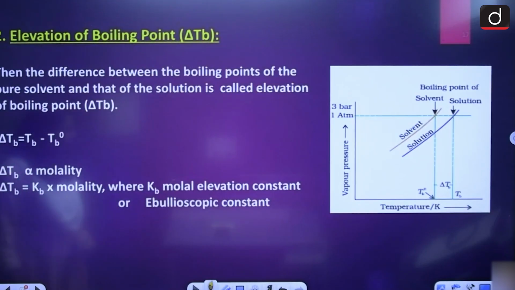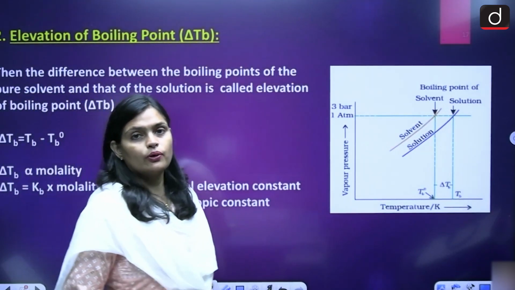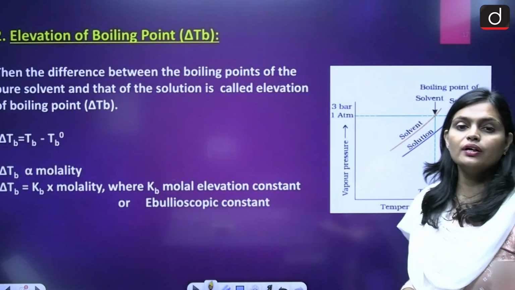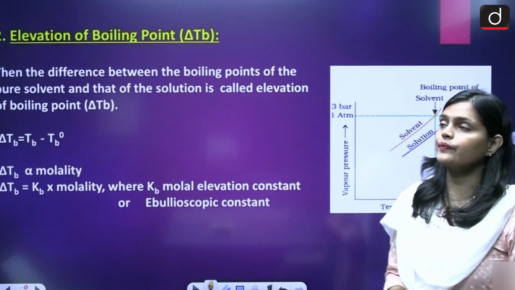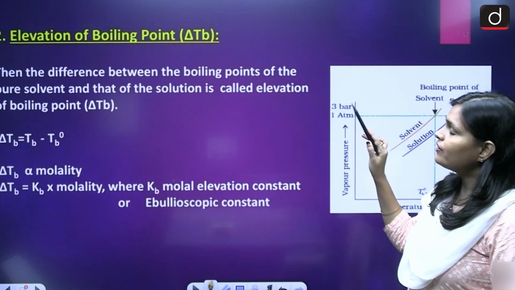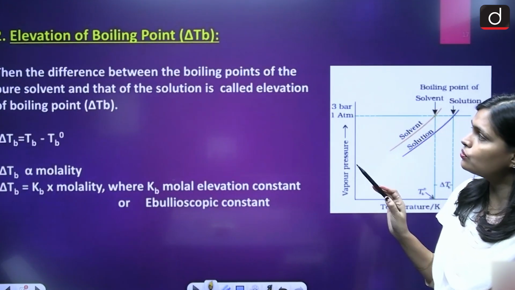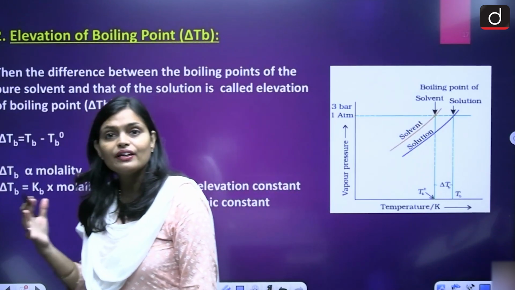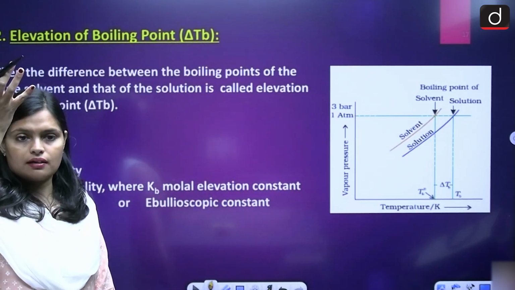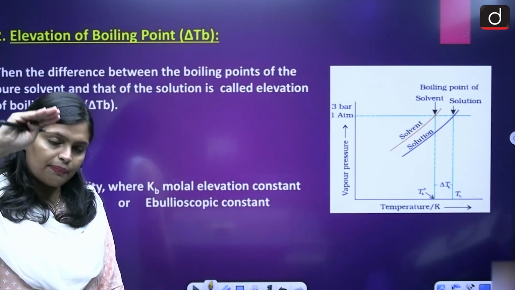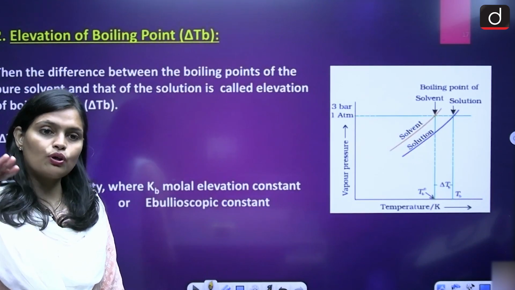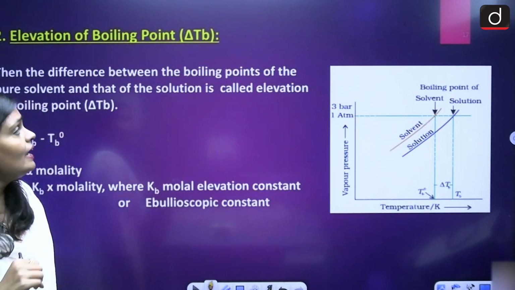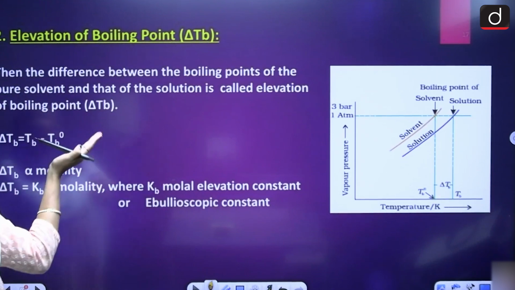Right, now number two is the elevation of boiling point. Elevation of boiling point is what? Delta Tb. The difference between the boiling point of the pure solvent and that of the solution is called elevation of boiling point. Elevation का मतलब क्या होता है? बढ़ना. Vapor pressure is decreasing when the amount of solute increases. Here the boiling point is elevated.